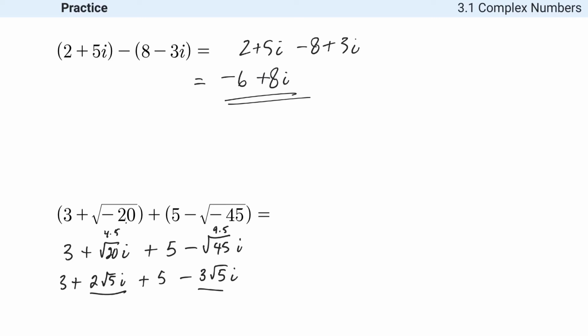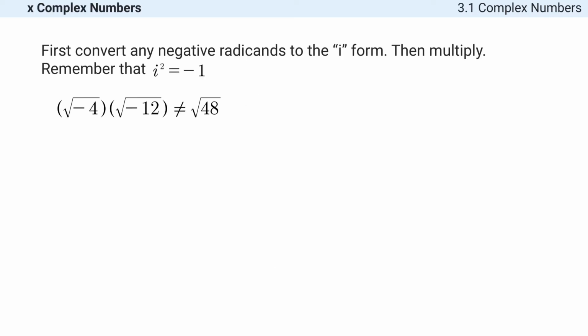Now I've got terms where they're alike, I can collect them. So 3 plus 5 is 8, and then 2 root 5i minus 3 root 5i would be minus 1 root 5i. And probably you wouldn't write the 1 in front, you just call it like that. Okay, so that's adding and subtracting complex numbers. Let's look at multiplying complex numbers.